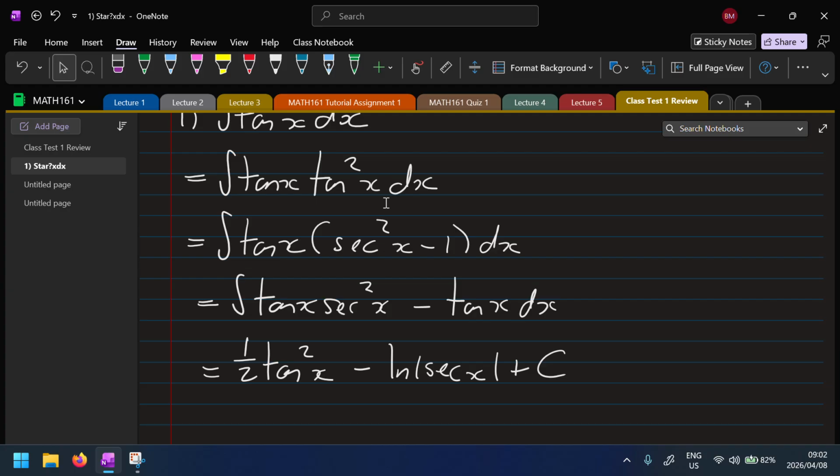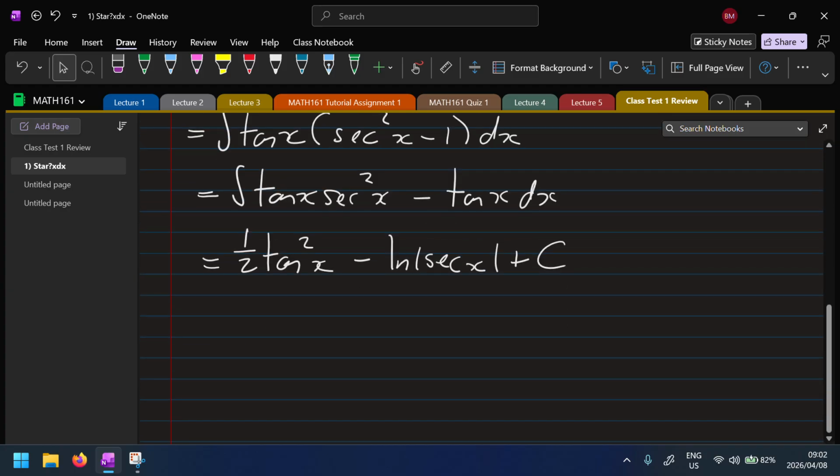Yeah, pretty straightforward. There was a few other ways. Again, you can look through that. Most of you did it this way. Okay, next one, number 2. Integral tan to the 5 sec cubed.